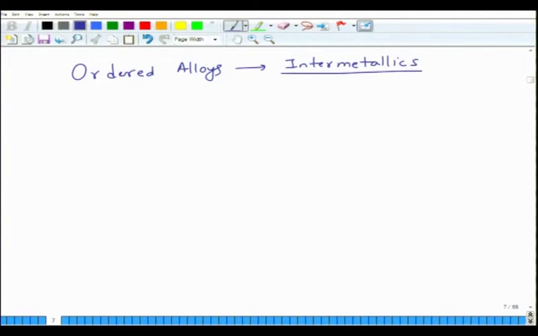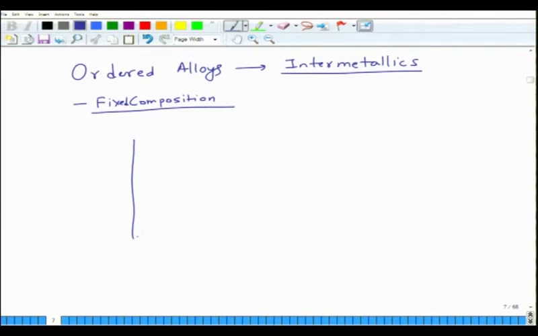These intermetallics are strange compounds because they have very fixed composition. If you go slightly away from the composition, they will decompose into something else, or they will be present in a two-phase mixture where this particular compound will be present along with something else. So let me draw a phase diagram, for example. AB, let's say.